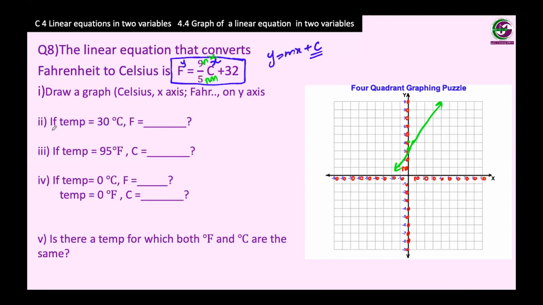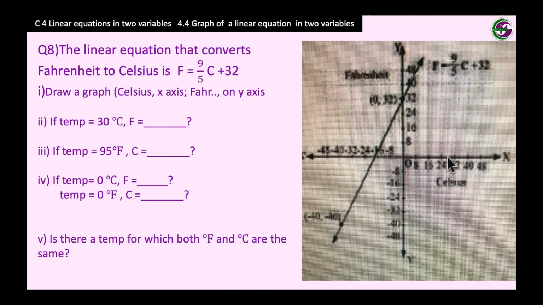Now we need to convert into Fahrenheit if the temperature is 30 degrees Celsius. If it is 32, the Celsius will be 0. Now we have to see if the temperature is 30. 30 means it will be somewhere here. It's not easy to find from the graph and it will not be accurate. So the best way to convert is to get F: we can write 9 by 5 multiplied by C, which is 30, plus 32. You can simplify them. 54 plus 32 is 86 degree Fahrenheit.